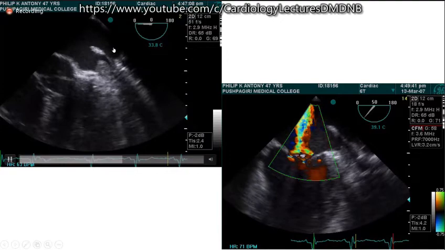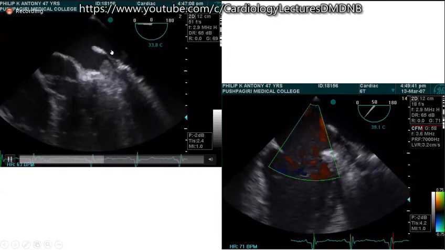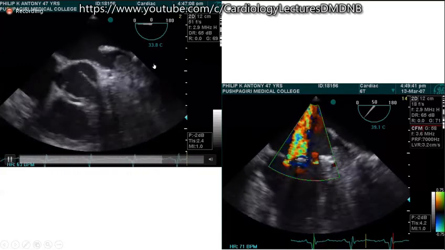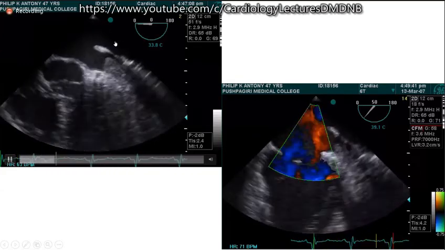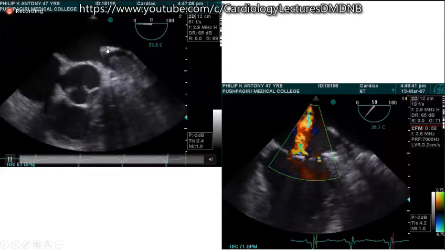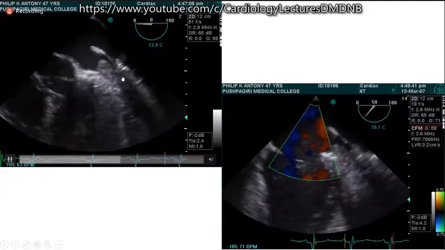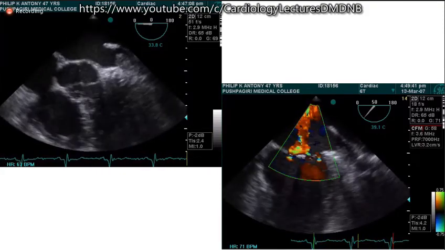This is actually the left superior pulmonary vein. This is the left atrial appendage. You can see a huge mass, a thrombus, in the left atrial appendage. So the left atrial appendage is a very common site for thrombus formation.